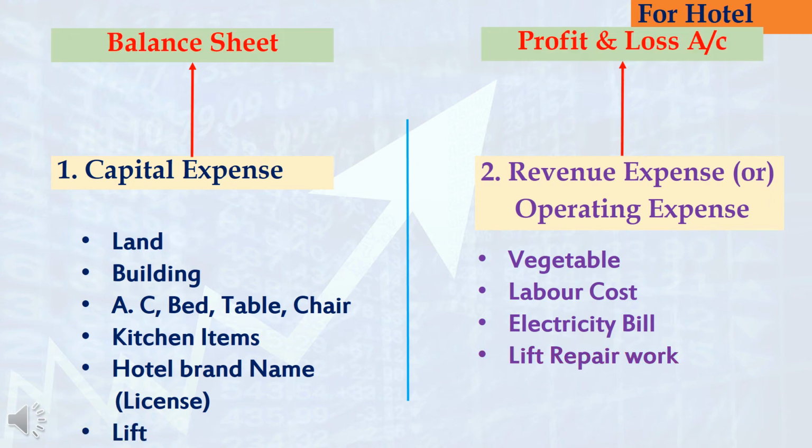Whatever items we have seen in capital expense will be recorded in the balance sheet, because all those items come under the asset category. Similarly, revenue expense will be recorded in the profit and loss account, because whatever items we have seen in revenue expense support the day-to-day operation of the business and do not come under the asset category.